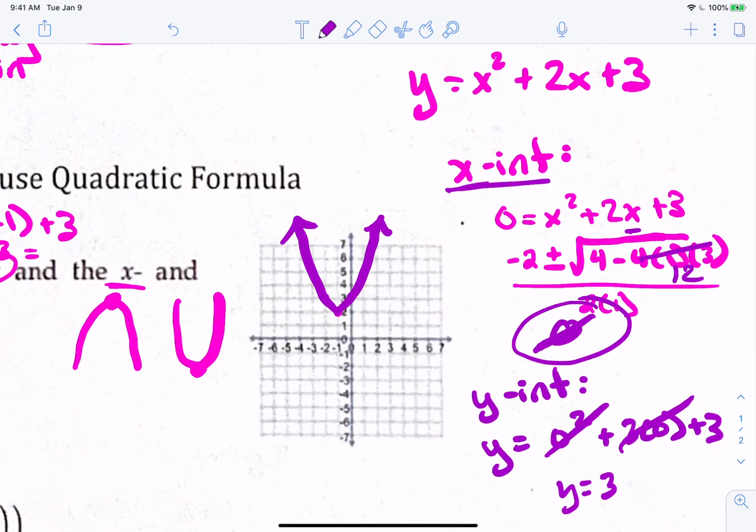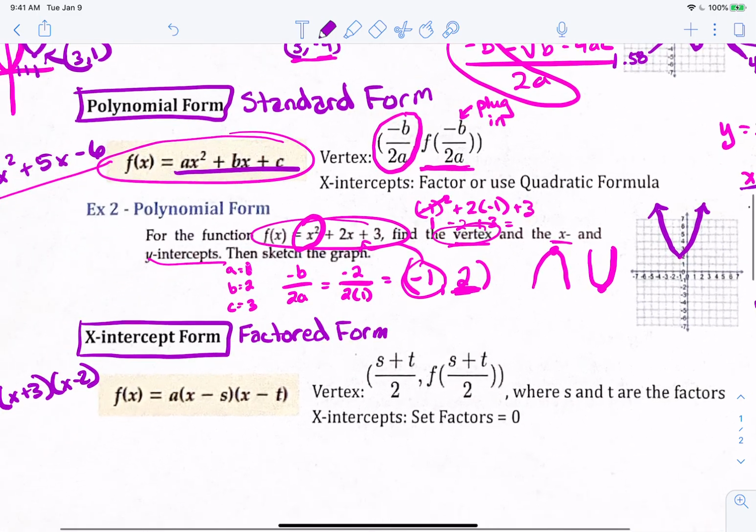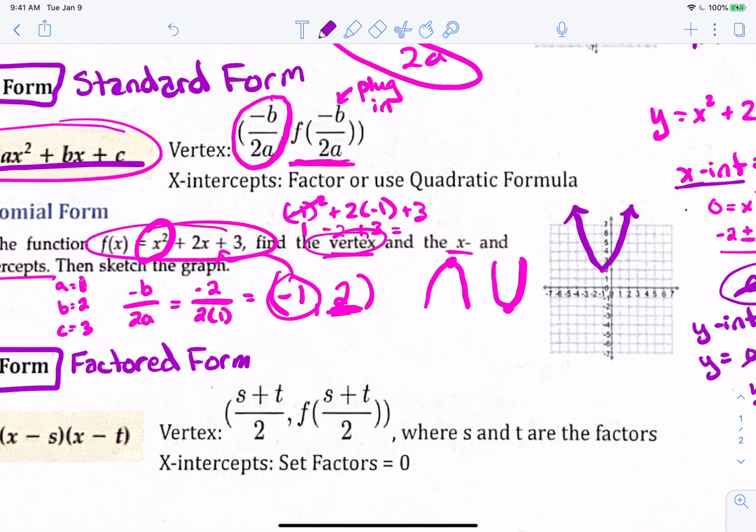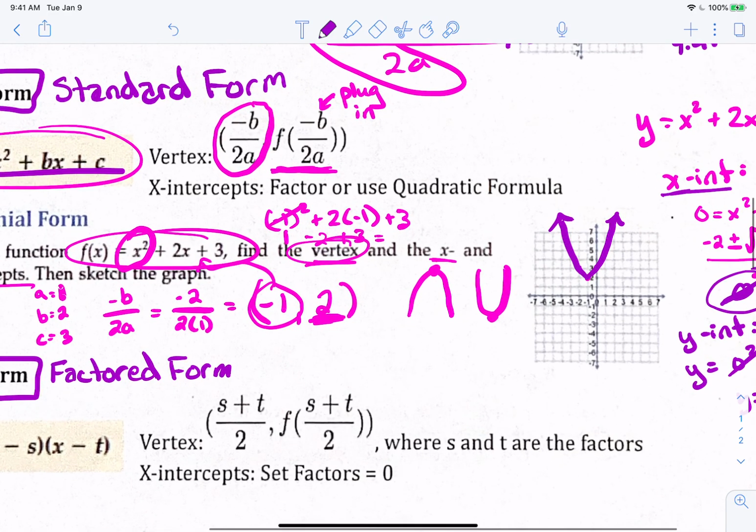So when you're finding the y-intercept, you just plug in 0 for x. When you're finding the x-intercept, you plug 0 in for y. Okay, good? So that is dissecting a polynomial form, or standard form, of a function. When it's in standard form, you have to do those things. Negative b over 2a. Okay, good?